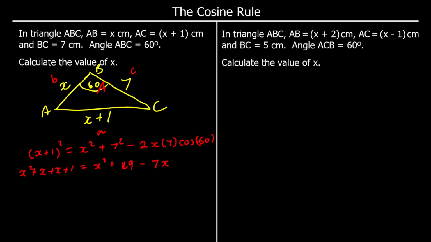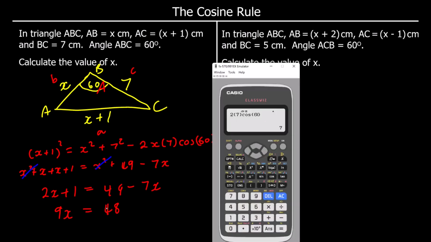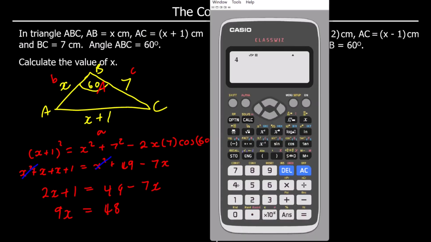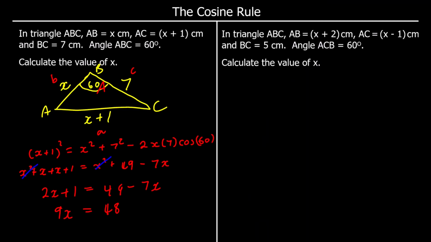And take away x squared from both sides. So they cancel out. And we're just left with 2x plus 1 equals 49 minus 7x. Plus 7x to both sides. Take away 1 from both sides. 9x is 48. 48 divided by 9 is just 16 over 3. So x is equal to 16 thirds.